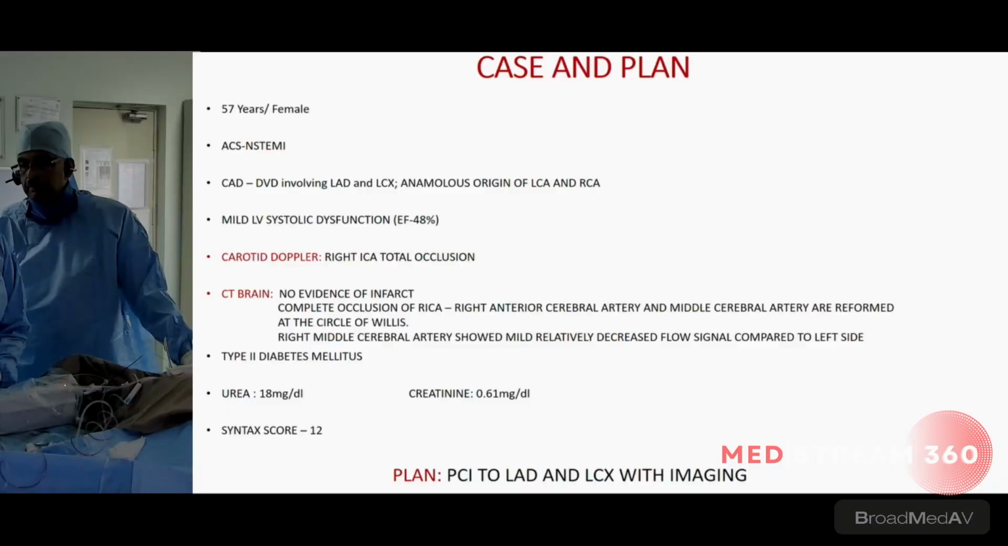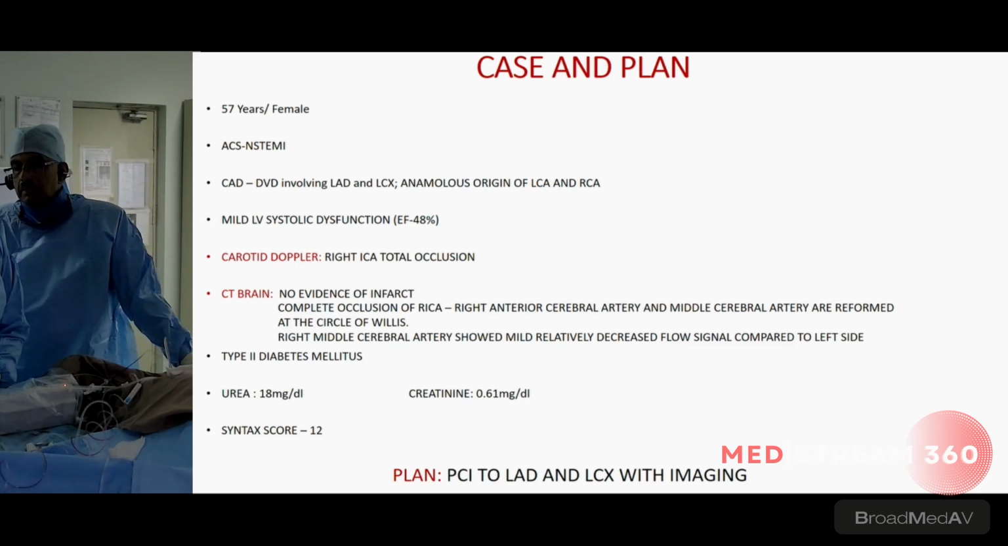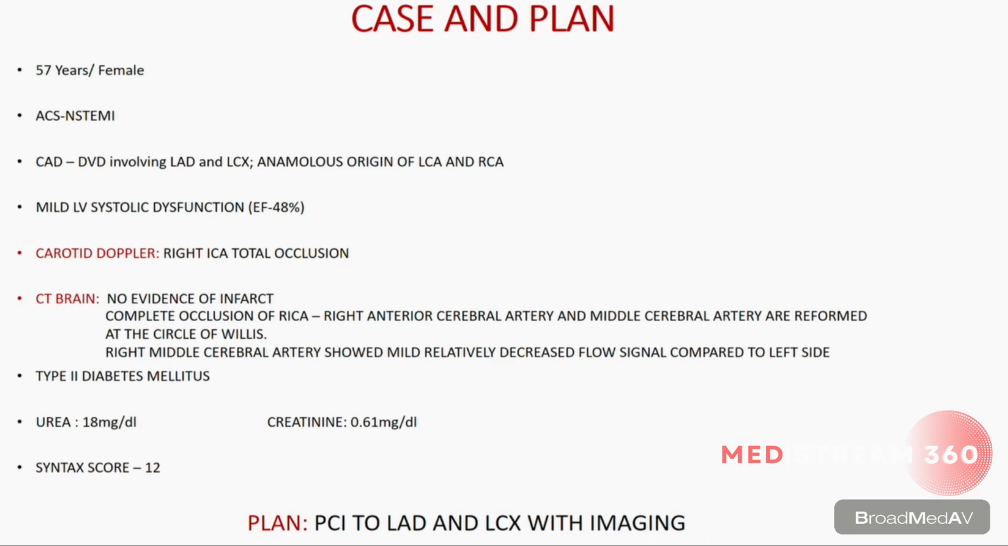So here is a 57-year-old lady presented with NST elevation MI, and coronary angiogram showed disease involving left anterior descending and left circumflex artery. The LV function was 48%, and carotid Doppler showed right internal carotid artery total occlusion. The risk factors are diabetes mellitus, renal functions normal, SYNTAX score 12.